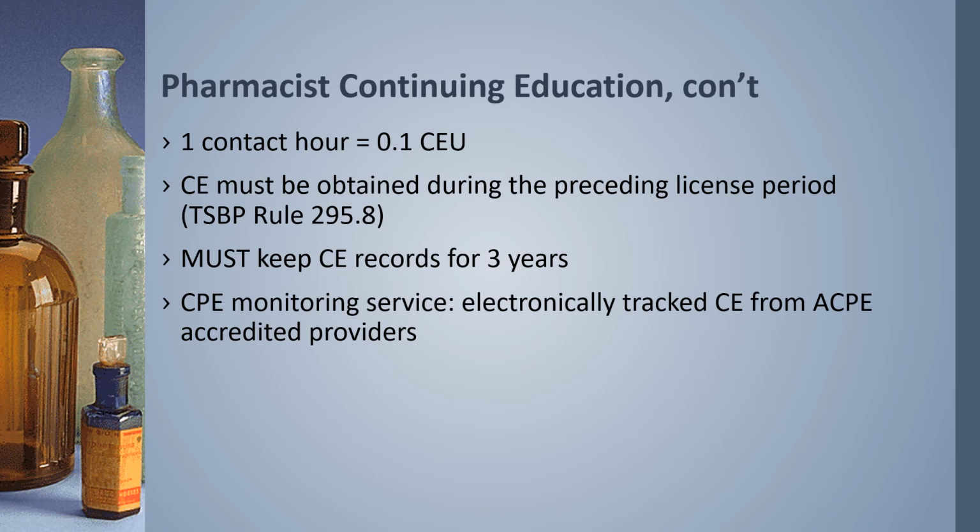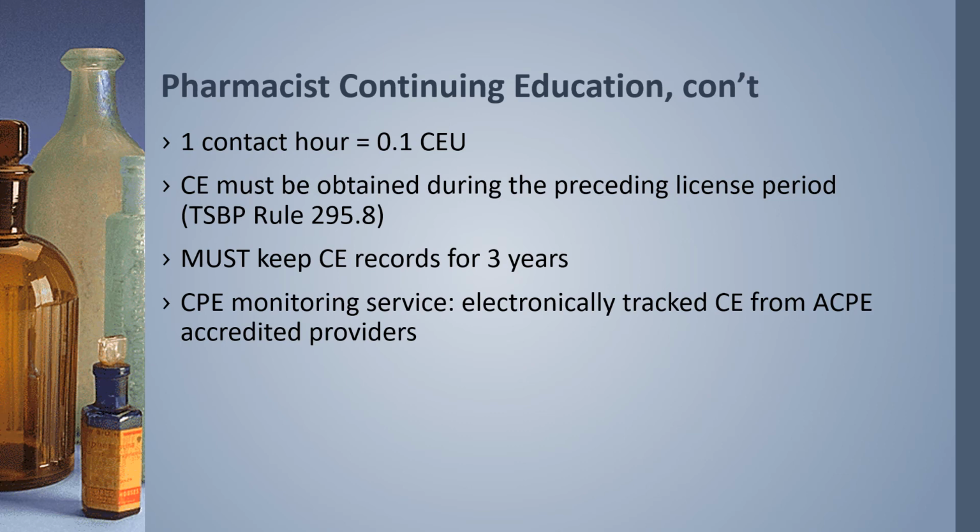Also note that, like we talked about before, the CE must be obtained during the preceding license period, so there's no rollover hours to the next period. You must keep record of your CE for 3 years after you complete, so that the state board can audit you up to 3 years after your renewal periods to ensure that you did complete their CEs during that time. A lot of times those audit requests will be done through a state board visit at your current employer or whatever the case may be.